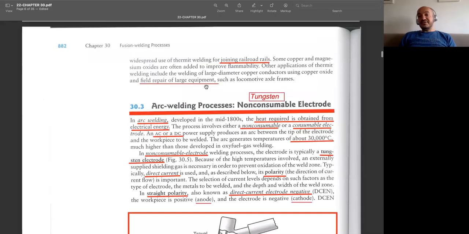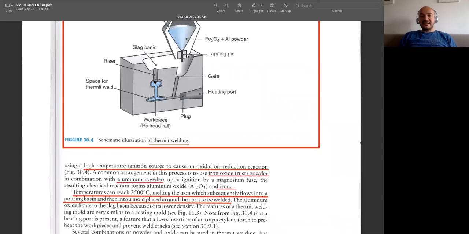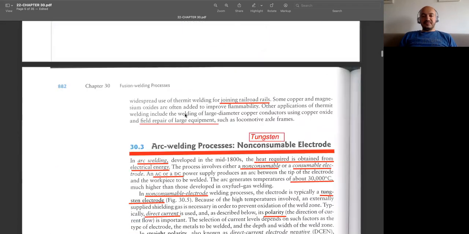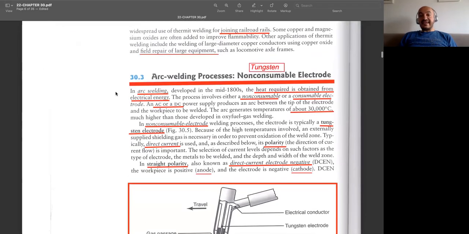And we may even actually use this process not for joining, but we may even do it for repairing some parts. So for instance, if one part of this rail, let's say this corner, is broken, then you may arrange your mold accordingly and try to cast that part. And that was actually the first type of fusion welding processes, oxide fuel type of welding. And now we will start another type of fusion welding process.